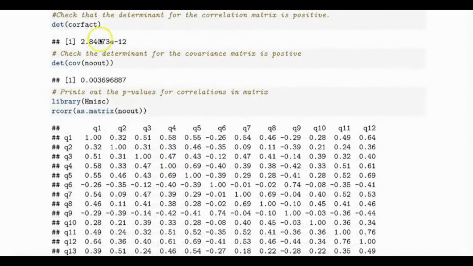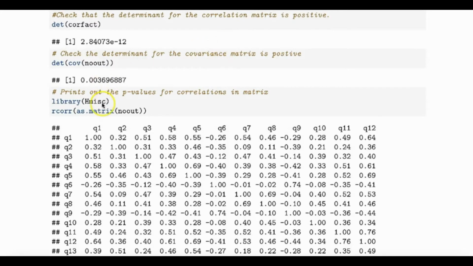The next thing I checked was the determinant of the correlation matrix. I wanted to see that it was positive, and it is. Then I asked for the covariance determinant, and it was also positive. The reason I checked this is I want to see that they're positive definite. That's going to make the calculations possible for R and any software, really. And it tells you something about the linearity of the data.